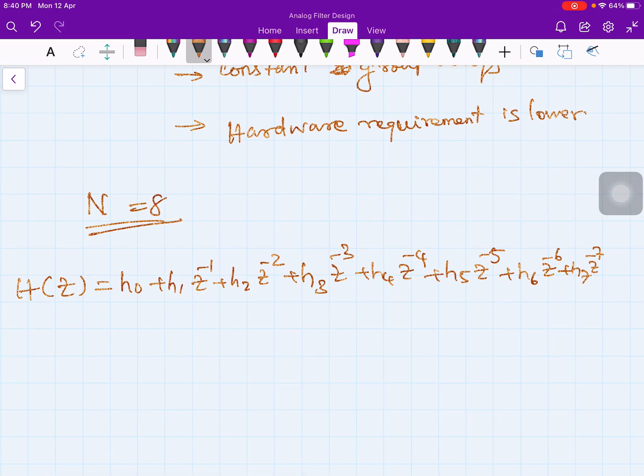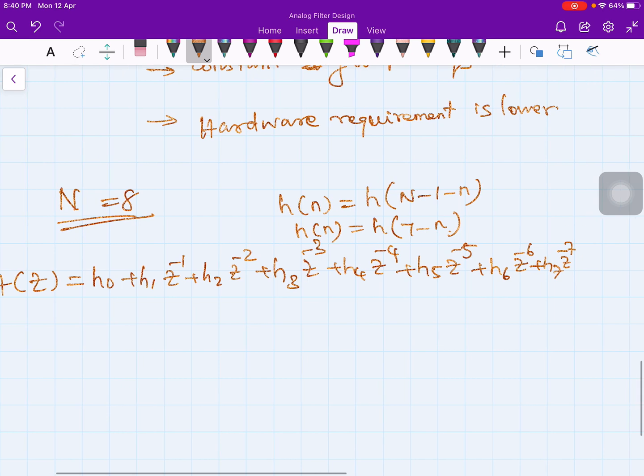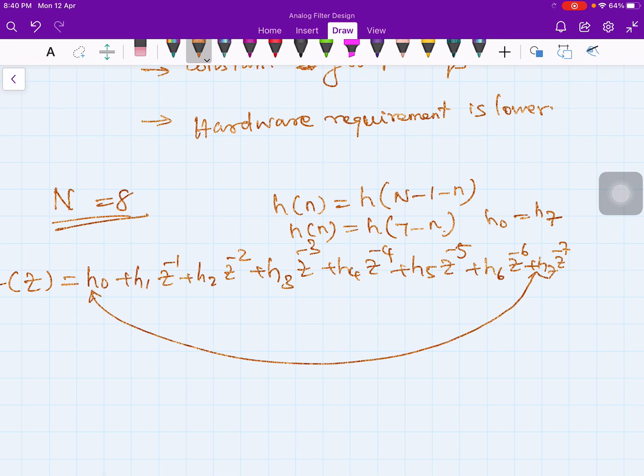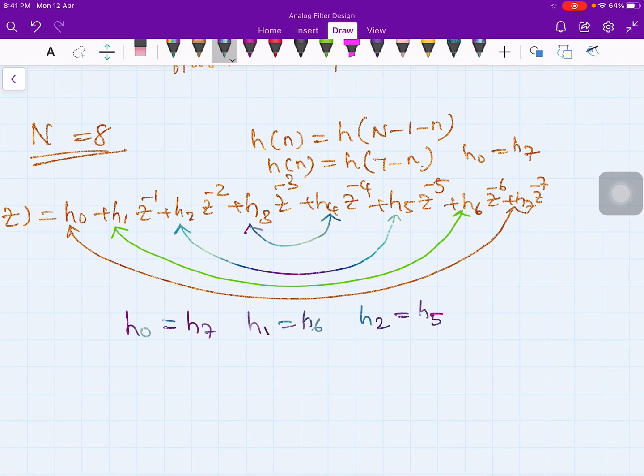Now what is the condition for linear phase FIR filters? h of n is equal to h of capital N minus 1 minus small n. What is N here? 8. Therefore h of 8 minus 1, 7. So h of n is equal to h of 7 minus n. Substitute n equal to 0, then you'll get h0 is h7. So h0 is paired with h7. Substitute n equal to 1, then h1 is paired with h6. Substitute n equal to 2, then h2 is paired with h5. Substitute n equal to 3, then these two guys are paired. That means h0 is the same as h7, h1 is the same as h6, then h2 is the same as h5, isn't it? And then h3 is the same as h4, and there are no lone terms.